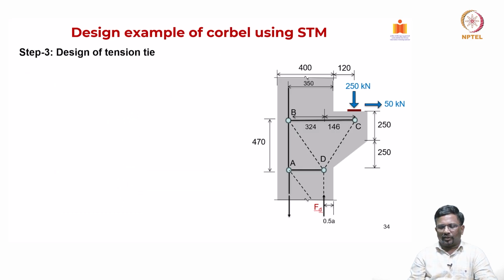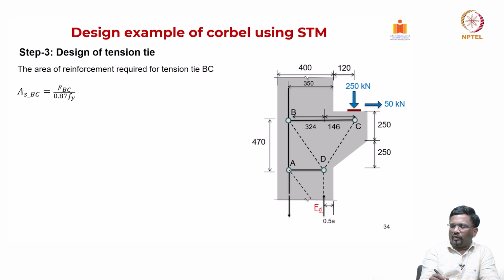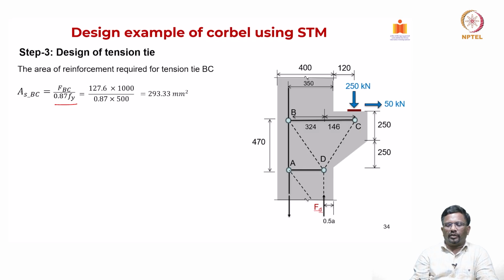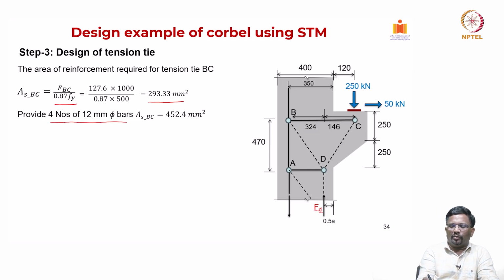Now we are going to design the tension element. Now that we found out all the forces, let's look at the first tie, which is FBC. The area of steel that is required will be force divided by 0.87 times Fy. So you can quickly run your numbers and you get your area of steel as 293.3 millimeter square. So we can provide 4 numbers of 12 mm diameter bars.